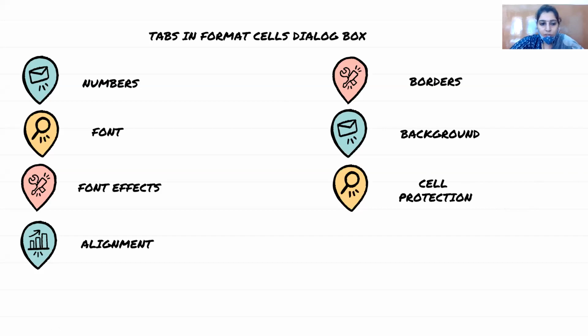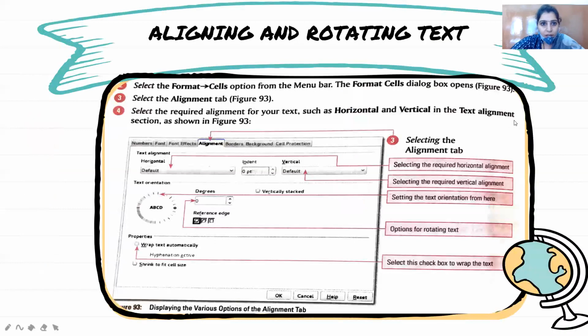And from the font and font effects tab, you can set the font settings, and you can give the alignments as well. When you want to set the alignment, there are basically two types of alignments given in Calc, that is horizontal and vertical. So let's look at these now.